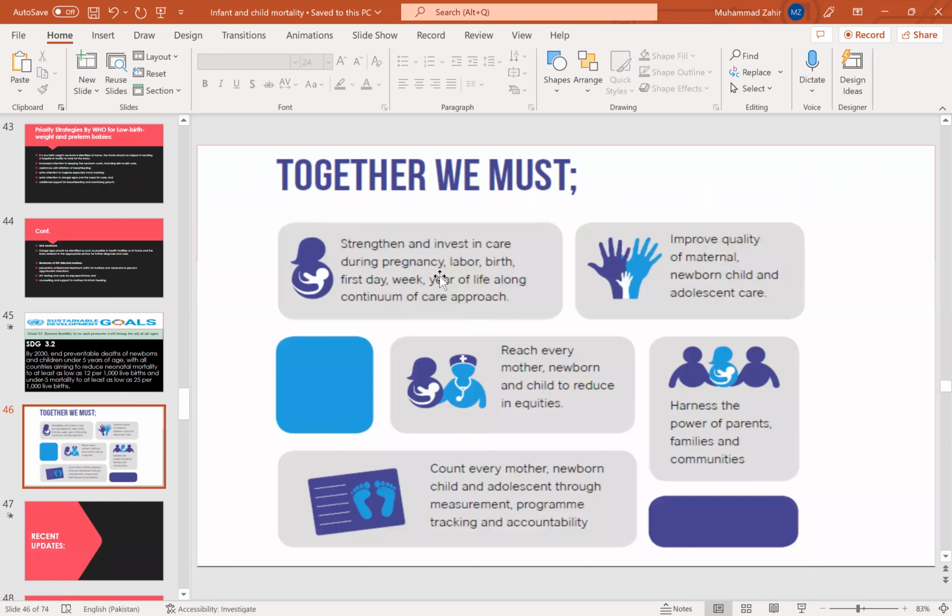Together, we must strengthen and invest in care during pregnancy, labor, birth, the first day, week, year, or a lifelong continuum of care approach. Improve quality of maternal, newborn, child, and adolescent care. Reach every mother, newborn, and child to reduce inequities. Harness the power of parents, families, and communities. Count every mother, newborn, child, and adolescent through measurement, program tracking, and accountability.